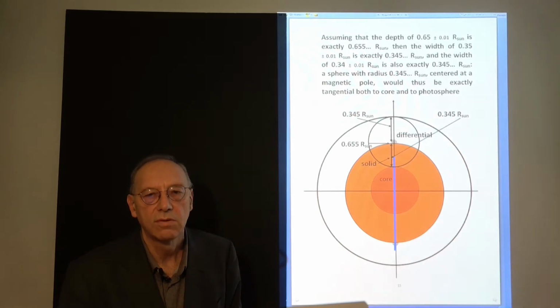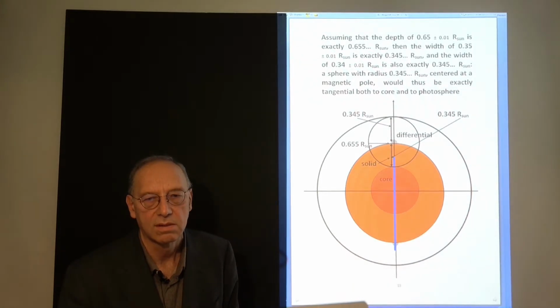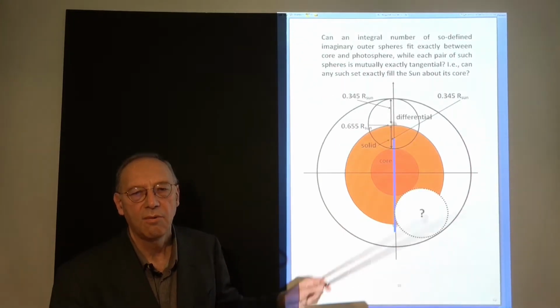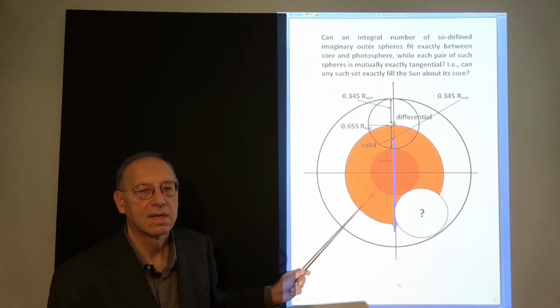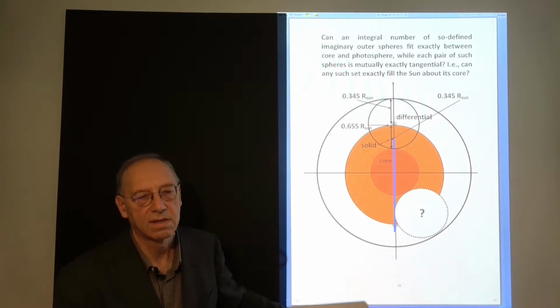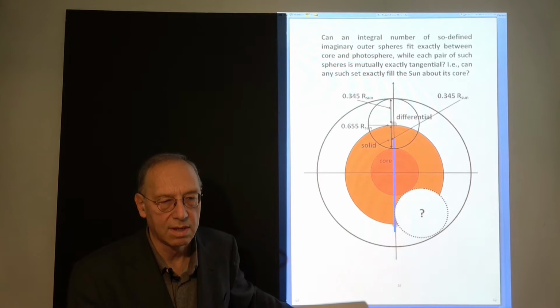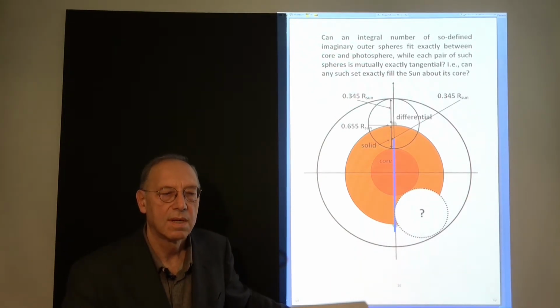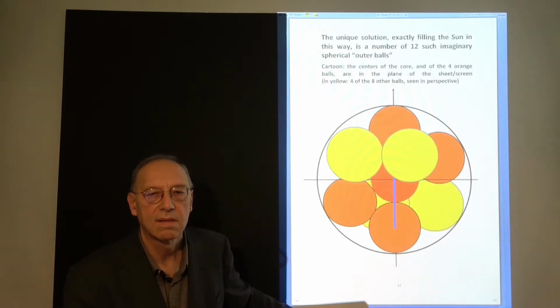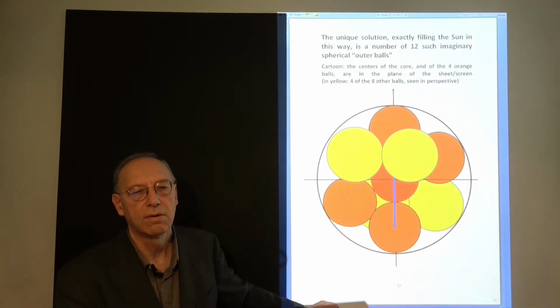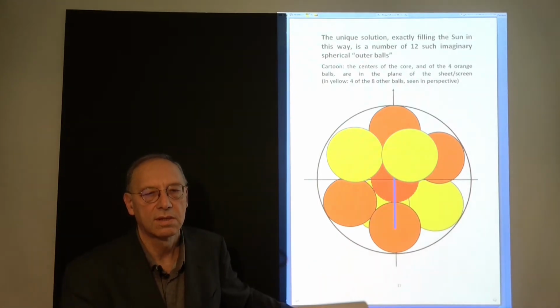This brings a new question which is very interesting, and I hope you will like this question. The question is, how many such spheres can fit in this shell of the Sun, and is this possibly an integral number? The answer to this geometrical puzzle is that 12 such spheres can exactly fit in this volume, and this is how it looks in a 2D projection in perspective.